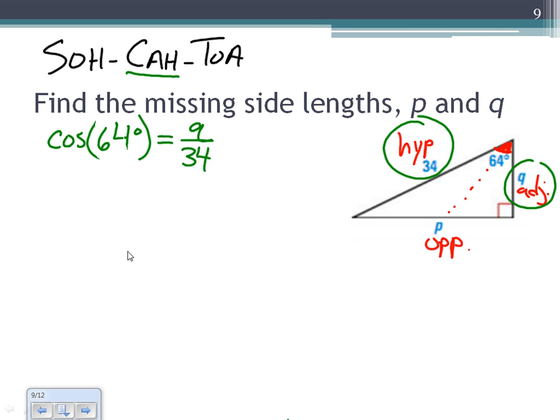Can you guys stop it from there? Do I need to do that still, or are you okay from there? Put it over 1. Cross multiply. So Q equals 34 times cosine of 64 degrees. Alright, thanks. Stop. It's so annoying. I have to stop every 2 seconds.